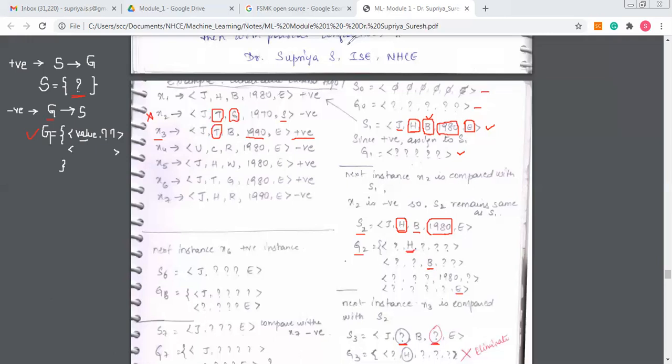Okay, let me just erase this and continue.